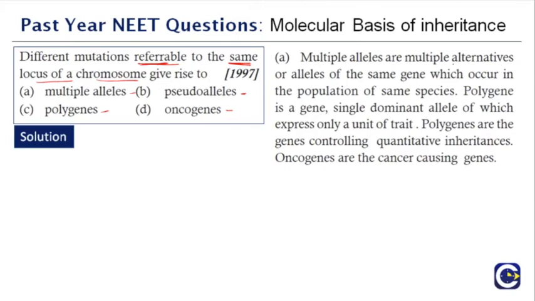Multiple alleles are multiple alternatives or alleles of the same gene which occur in the population of the same species. What is a polygene? A polygene is a gene, a single dominant allele of which expresses only a unit of trait. Polygenes are the genes controlling quantitative inheritances, and oncogenes are cancer causing agents. So the right option here is multiple alleles, option A.